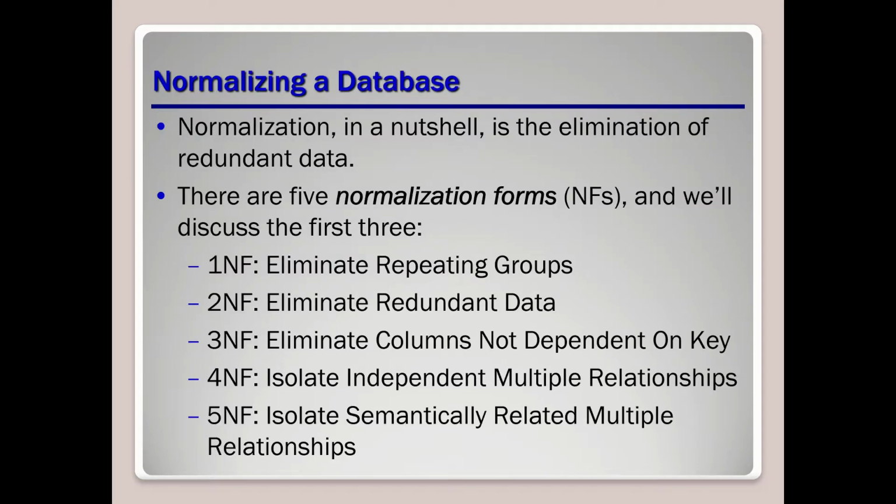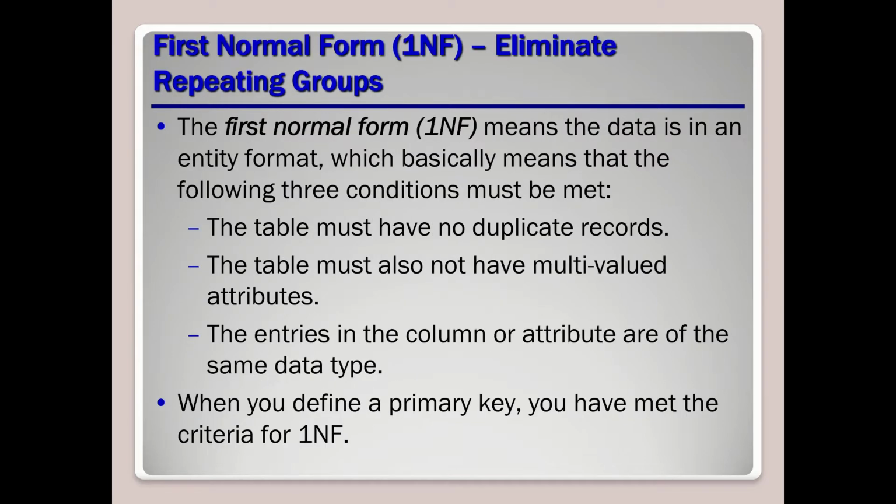Normalizing a database. Normalizing, in a nutshell, is the elimination of redundant data. There are 5 normalization forms, NFs, and we'll discuss the first 3. Number 1, NF, eliminating repeating groups. Number 2, NF, eliminating redundant data. Number 3, NF, eliminating columns not dependent on key. Number 4, NF, isolate independent multiple relationships. Number 5, NF, isolate semantically related multiple relationships.